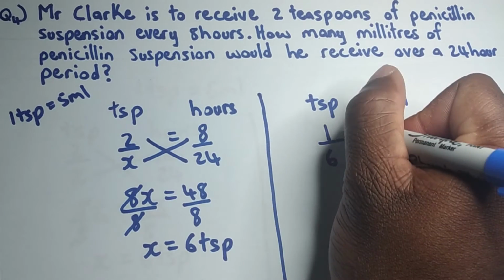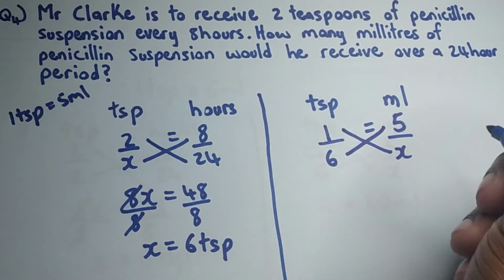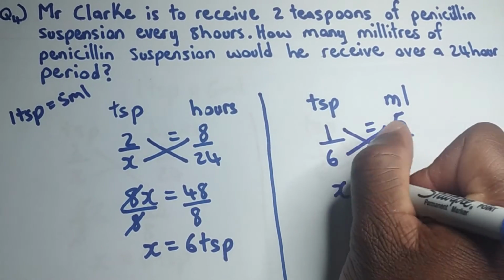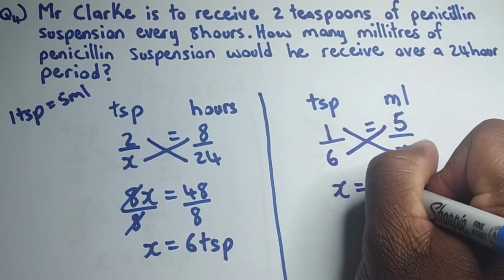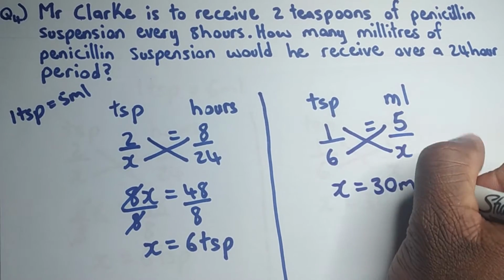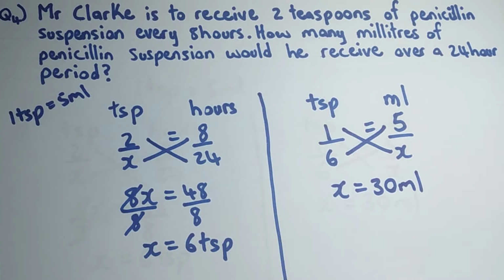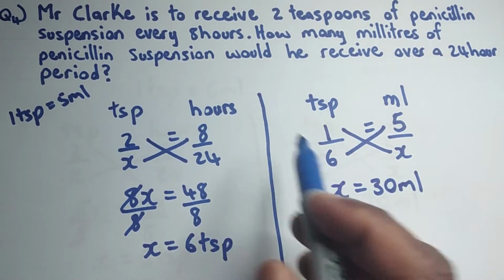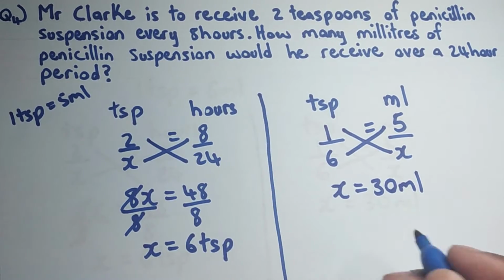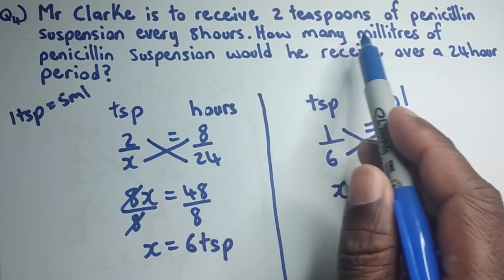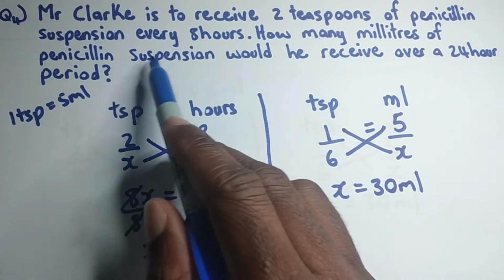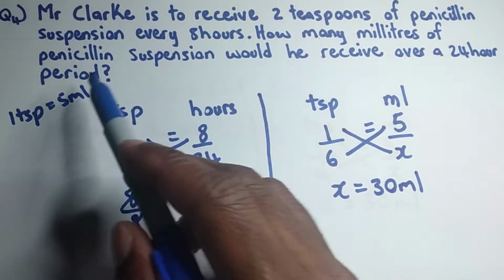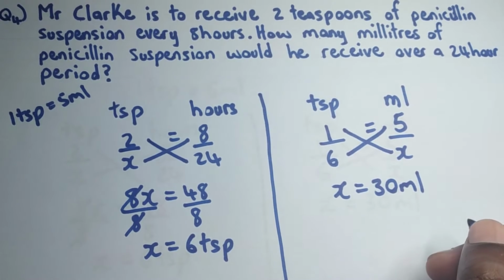All right. So what we can do now is to cross multiply. So x times 1, that's x. 6 times 5, that's 30 milliliters. All right. And that's pretty much our answer. So even if you so choose, you can write a statement, just to give clarity to what you would have done here. So you can probably write, therefore, Mr. Clark would receive 30 milliliters of penicillin suspension in the 24-hour period, all right? If you so choose, just to give clarity to what you would have done.